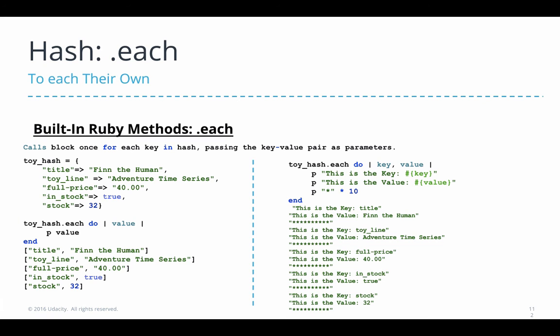On the right-hand side we have toy_hash.each do. Inside the pipes we actually declare two variables, a key and a value, and we're able to print out both the key and the value. In this case we've decided to string interpolate them.